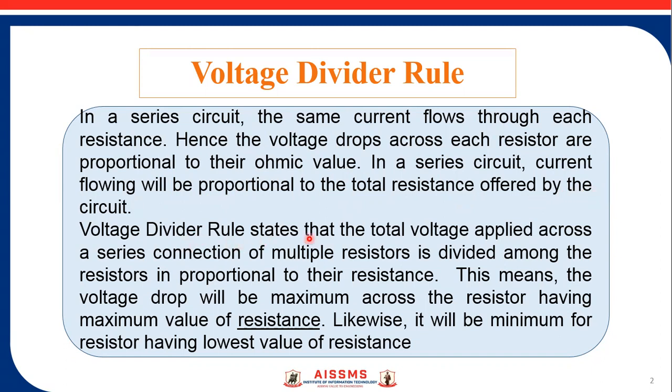Voltage divider rule states that the total voltage applied across a series connection of resistors is divided among the resistors in proportion to their resistance. This means the voltage drop will be maximum across the resistor having the maximum value of resistance. Likewise, it will be minimum for the resistor having the lower value of resistance.